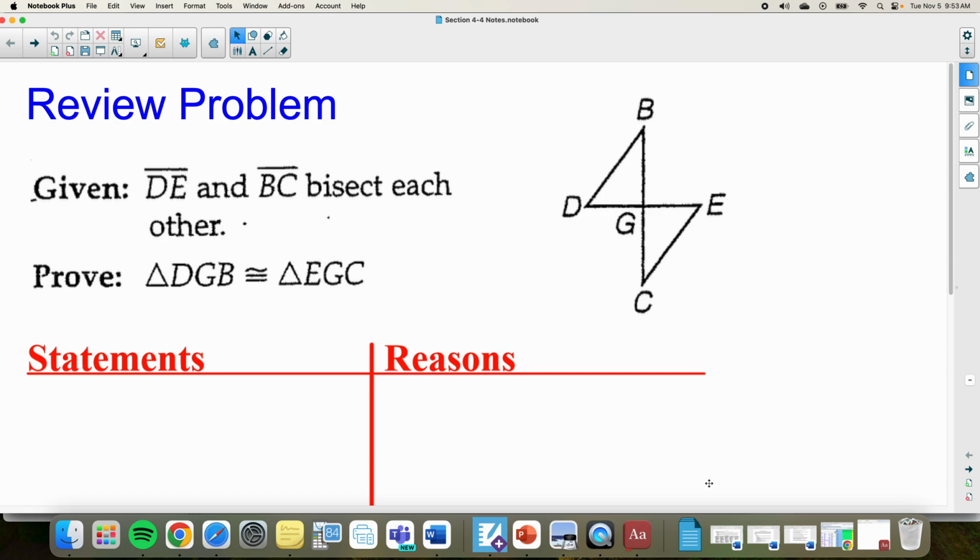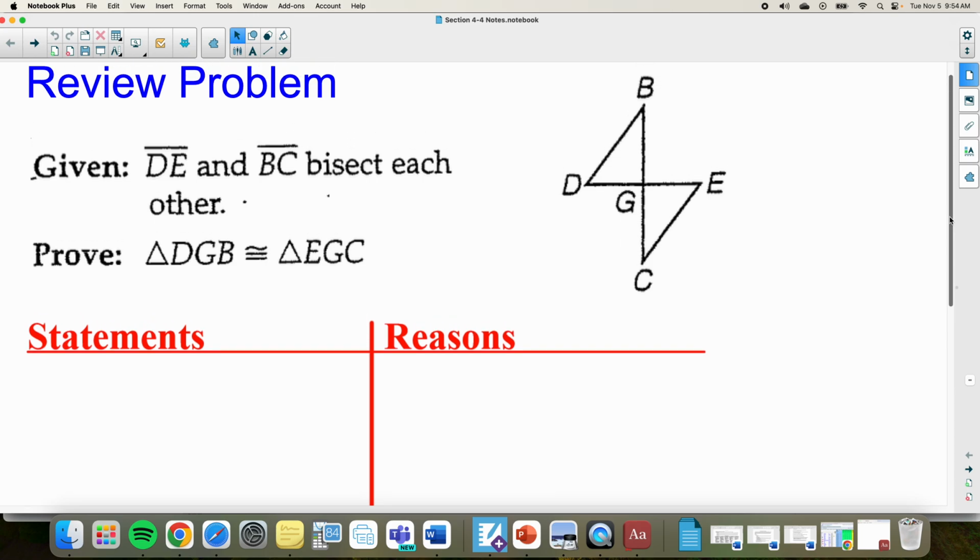Okay, so if you look at this problem, first thing they tell us is that DE and BC bisect each other. Today you're going to see that we have segments that bisect each other, as well as angles that bisect each other, okay? The ones that we're doing in our notes today are more angle bisectors, so I wanted to show you a segment bisector one.